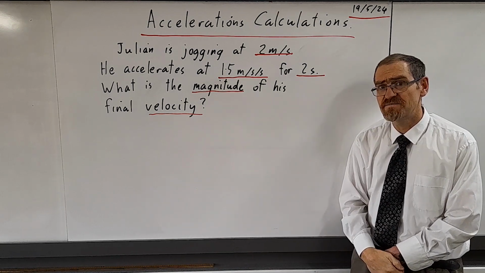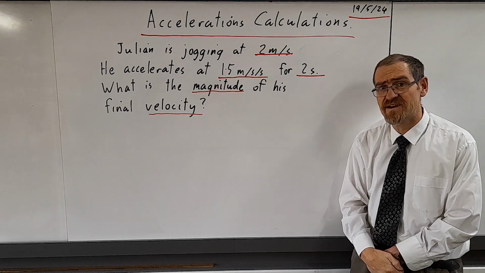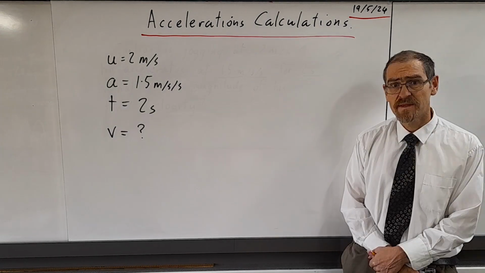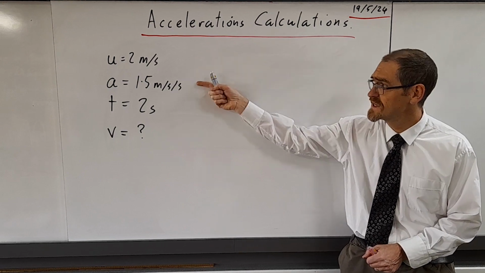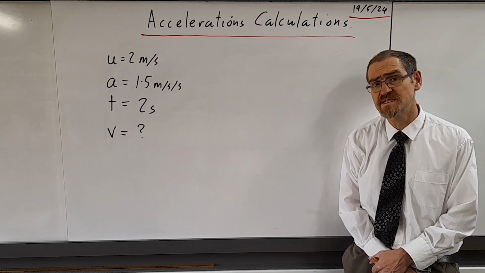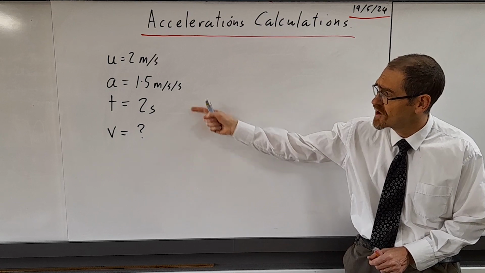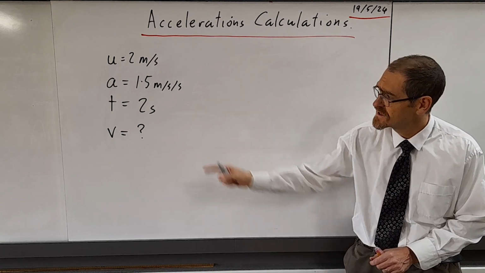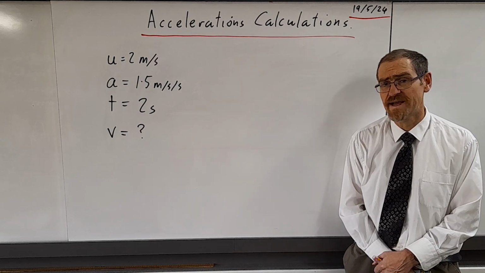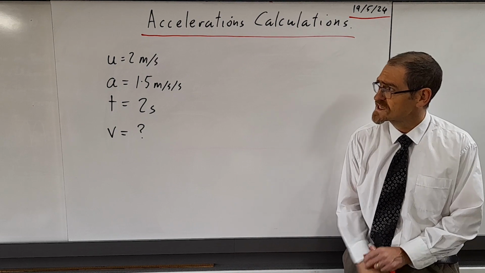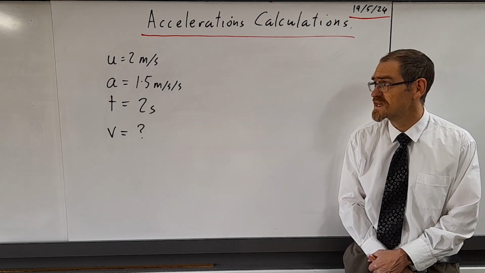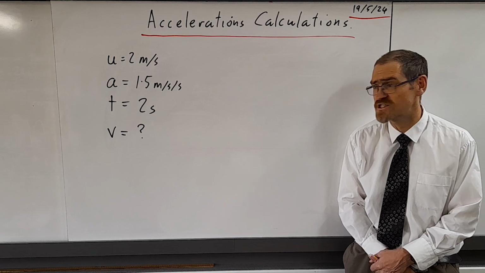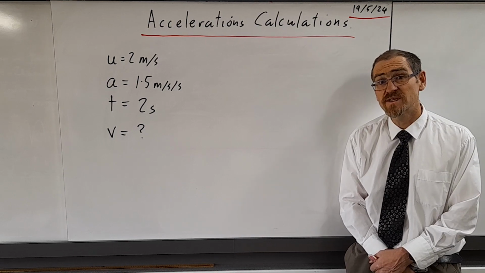The next thing that we do in physics is we like to list our givens. So once we've listed our givens, initial velocity 2 meters per second, acceleration 1.5 meters per second, time 2 seconds, velocity is what we want to find out. We have a look, we see that all the units are appropriate. We can use these units, meters per second, seconds. We don't have to do any conversions. So then we show for the examiner which equation we're using.